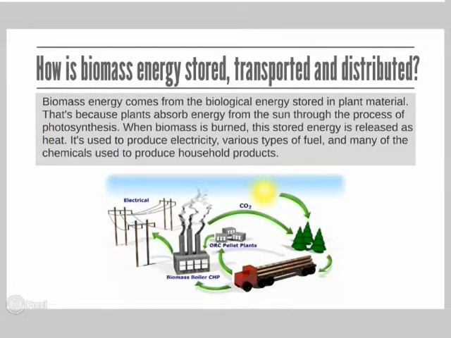How is biomass energy stored, transported, and distributed? Biomass energy comes from the biological energy stored in plant material. That's because plants absorb energy from the sun through the process of photosynthesis. When biomass is burned, this stored energy is released as heat. It is used to produce electricity, various types of fuel, and many of the chemicals used to produce household products.